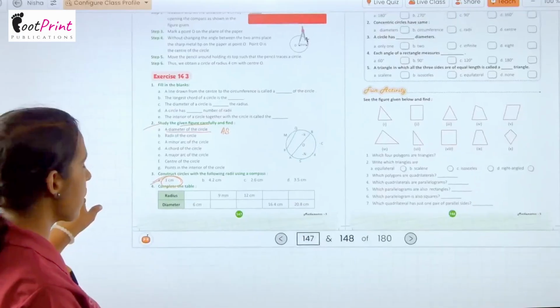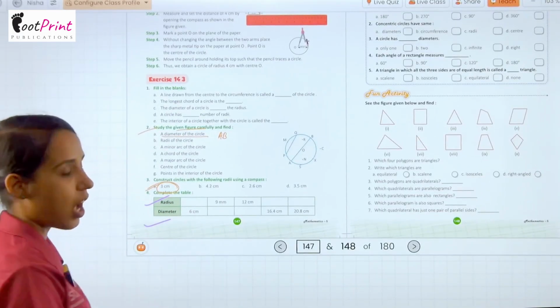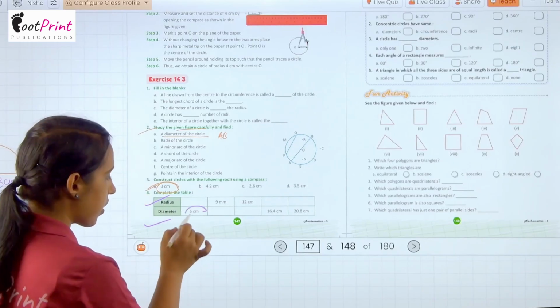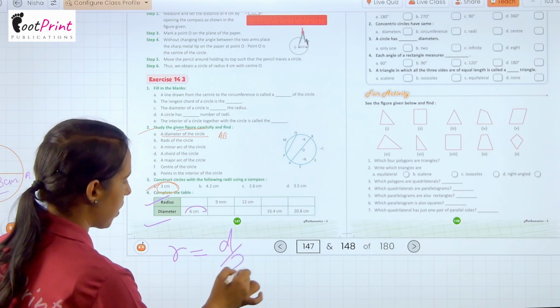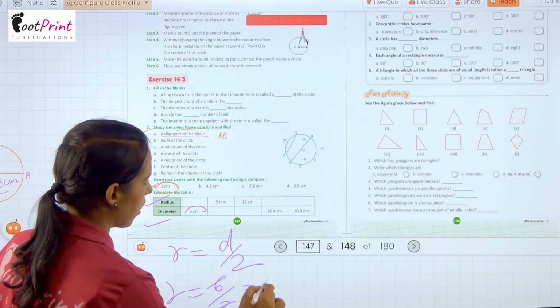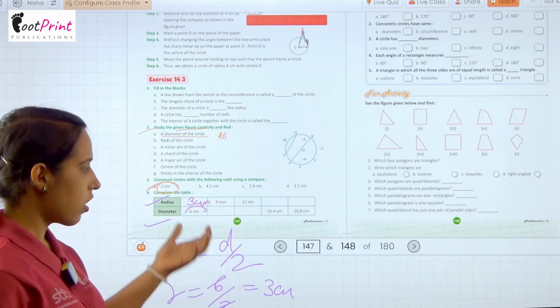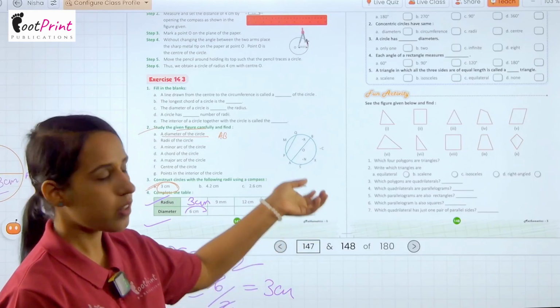Now we have question number 4. In this we have to complete the table. Radius is given in some places and diameter is given in others, and one we have to find out. So here the diameter is given and we know that radius is half of the diameter, which means radius will be equal to 6 upon 2, equals 3 centimeter. So the radius will be 3 centimeter. In this manner you can find radius and diameter and complete this table.